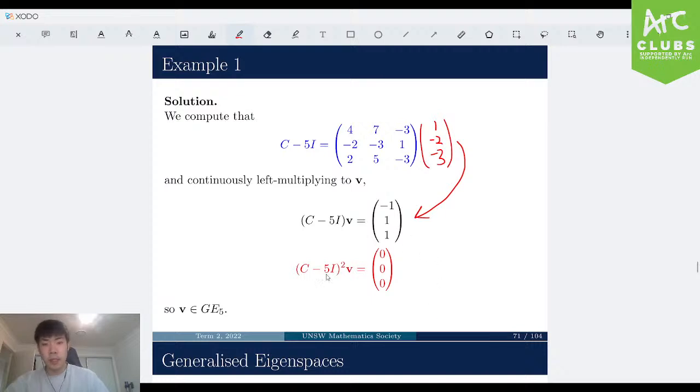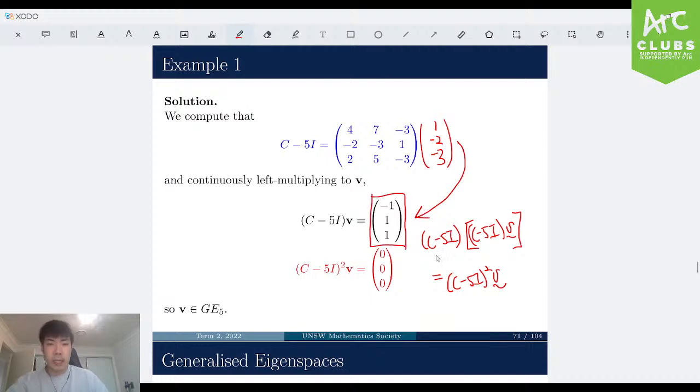And then we do it again to get to C minus 5I squared, right? So if we apply C minus 5I onto this vector, that's the same as having applied C minus 5I squared to our initial vector v. Okay, and so that's what we do here, right? That saves us time so that we don't have to go ahead and compute what the square of this matrix is. All we have to do is apply C minus 5I to this vector again. And luckily, that reduces exactly to 0, 0, 0.